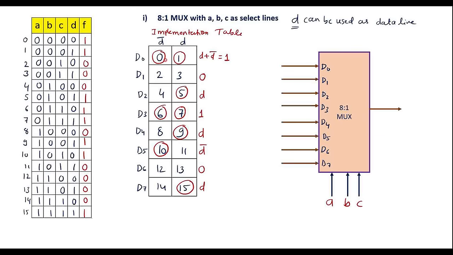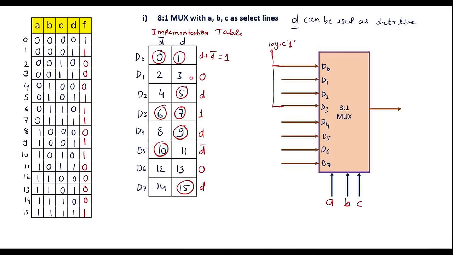So if both the values are circled, then its value is 1. If both are not circled, its value is 0. Then depending on which column's value is circled, we write D or D bar. Now, according to this table, D naught value is 1, so this line should be connected to logic high. We can see that D naught and D3 are connected to logic high. So let me take D naught and D3. These two lines are connected to logic 1.